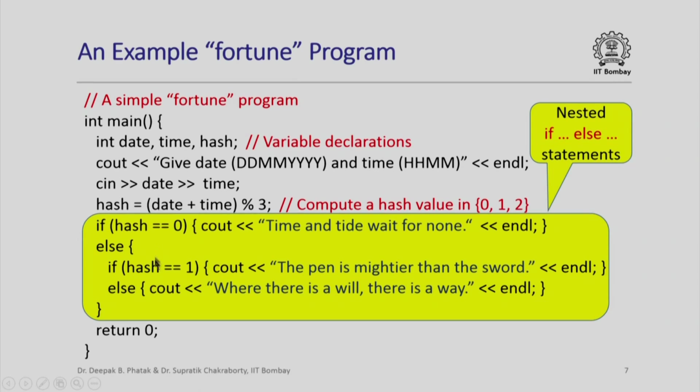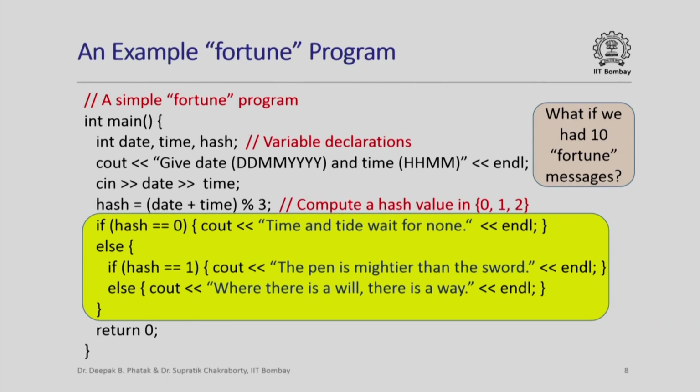If the value of hash is not 0, then I am going to check if its value is 1. If so, I will print out the second message, and let us say that the second message in our case is the pen is mightier than the sword. And if the value of hash is neither 0 nor 1, if it is indeed 2, then we will print out the message where there is a will, there is a way. So what you see in this highlighted part is that we basically have nested if else statements, and of course after executing this we execute return 0 and return control back to the operating system.